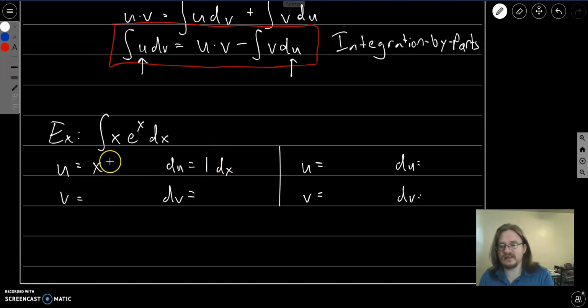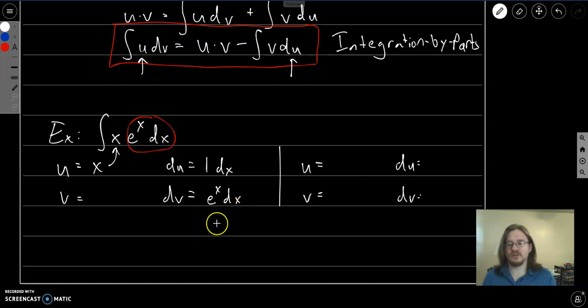If I'm doing a differential, it'll just be 1 times dx. So if x here is u, that means that the rest of it is going to be dv. So this is going to be e to the x dx. So again, if this is my derivative, I have to undo the derivative to get back to v. So what function has a derivative equal to e to the x? It's just e to the x.